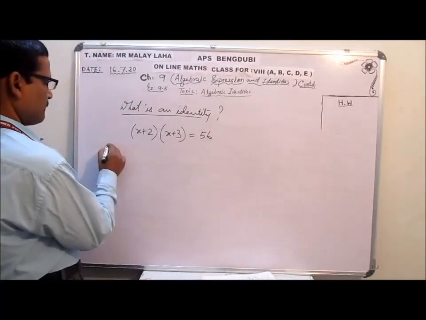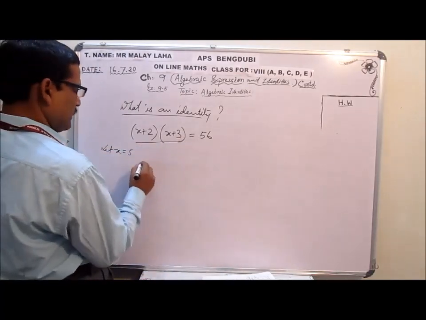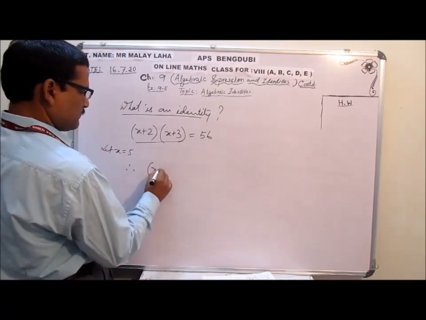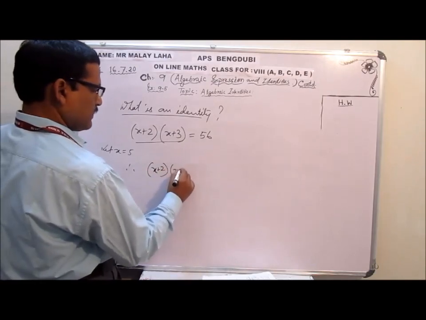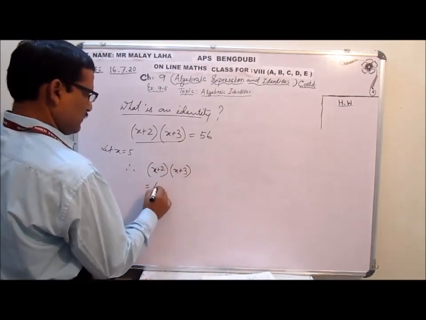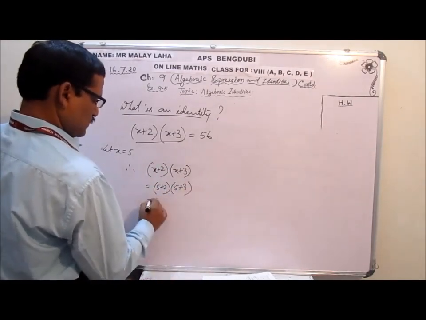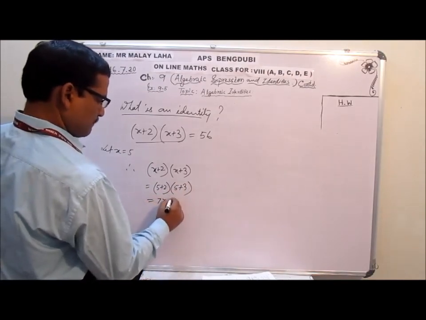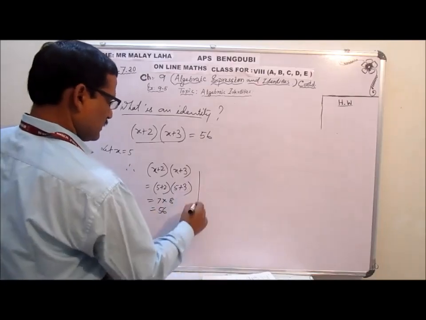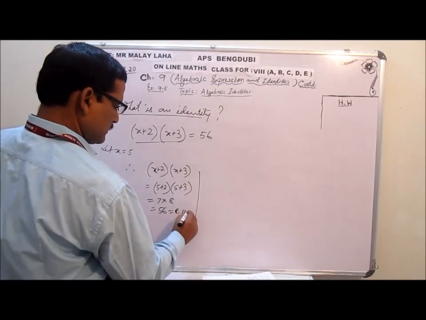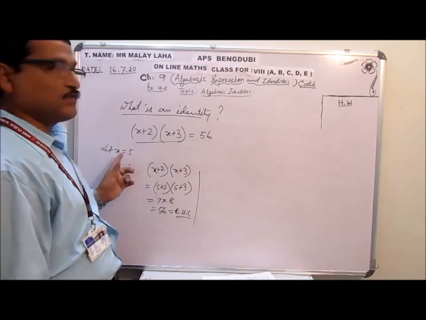So now let x equal 5. On the left hand side, if I apply 5, then x plus 2 and x plus 3 will be 5 plus 2 and 5 plus 3. So 7 and 8 equals 56. So that equals RHS. So it is fulfilling. The left hand side equals the right hand side when x equals 5.